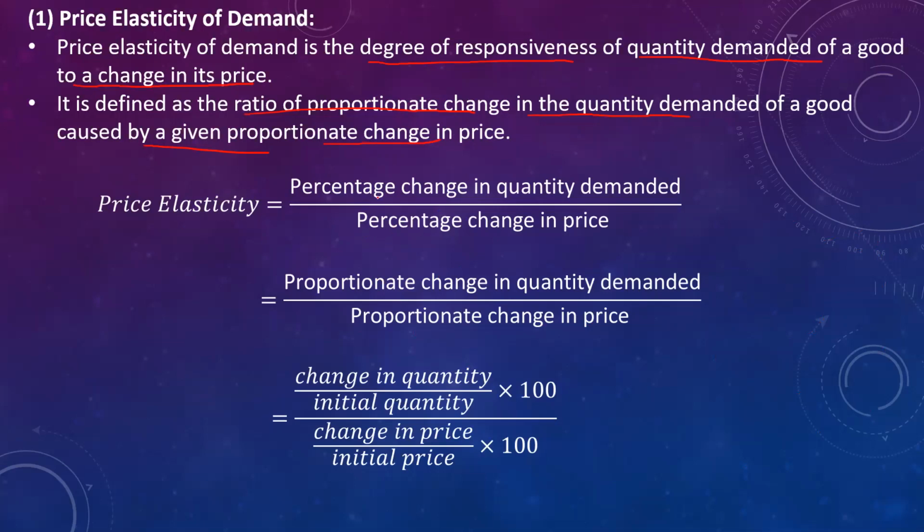The formula for price elasticity is percent change in quantity demanded divided by percent change in price. Or we can say proportionate change in quantity demanded divided by proportionate change in price, which can be given as change in quantity demanded divided by initial quantity into 100, divided by change in price divided by initial price into 100. So this is the formula to calculate the price elasticity of demand.